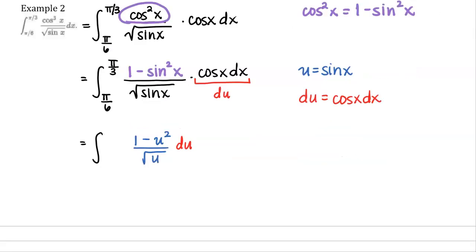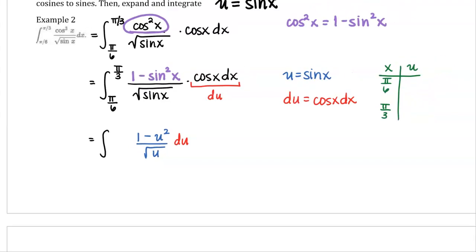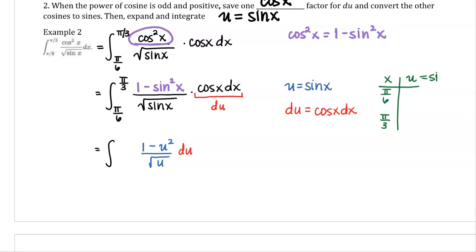Notice that I didn't put any limits on the integral. I'm going to go off to the side here and figure out what the limits need to be. We had old limits of pi over 6 and pi over 3. I'm going to change limits by plugging those x values into u, which is equal to sine x. Sine of pi over 6 is a half, and sine of pi over 3 is root 3 over 2. Okay, yeah, those were backwards. So the new lower limit is a half, and the new upper limit is root 3 over 2.